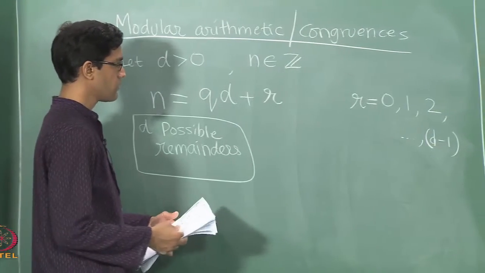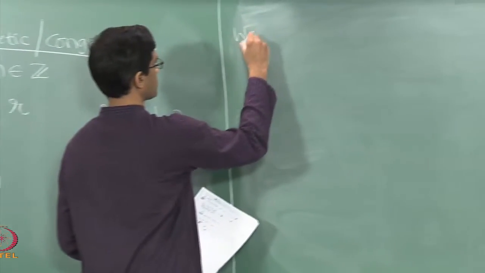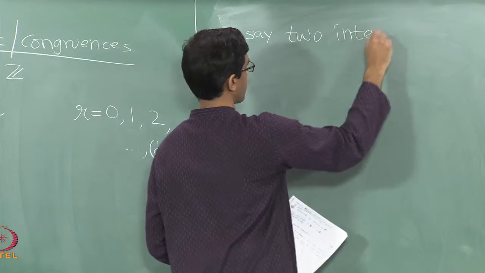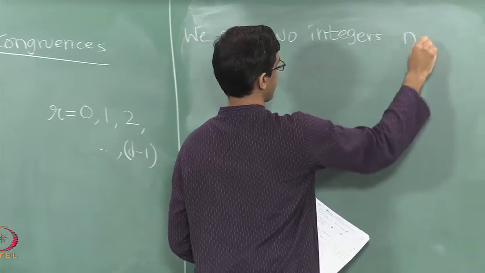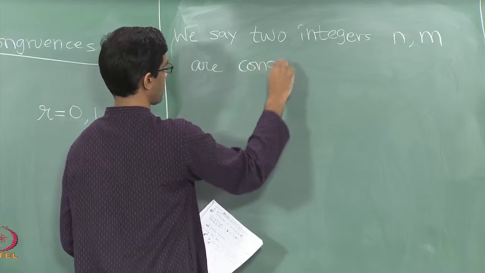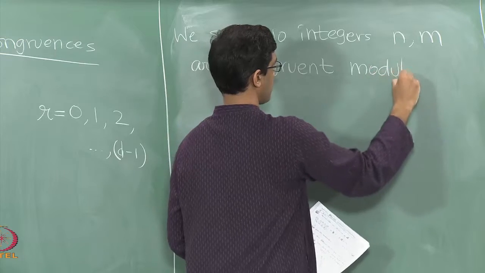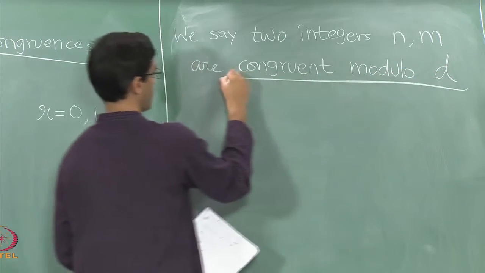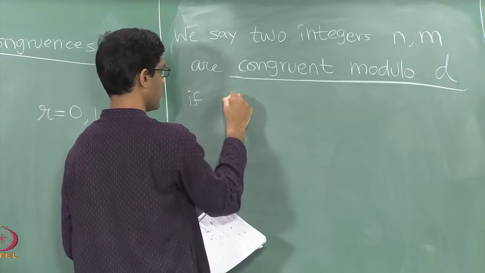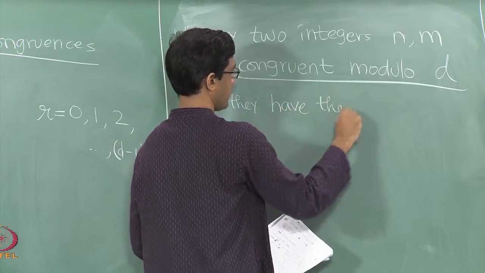We say that two numbers are congruent modulo d. So we say that two integers n and m are congruent modulo d if they leave the same remainder on division by d. Okay, so if they have the same remainder on division by d.